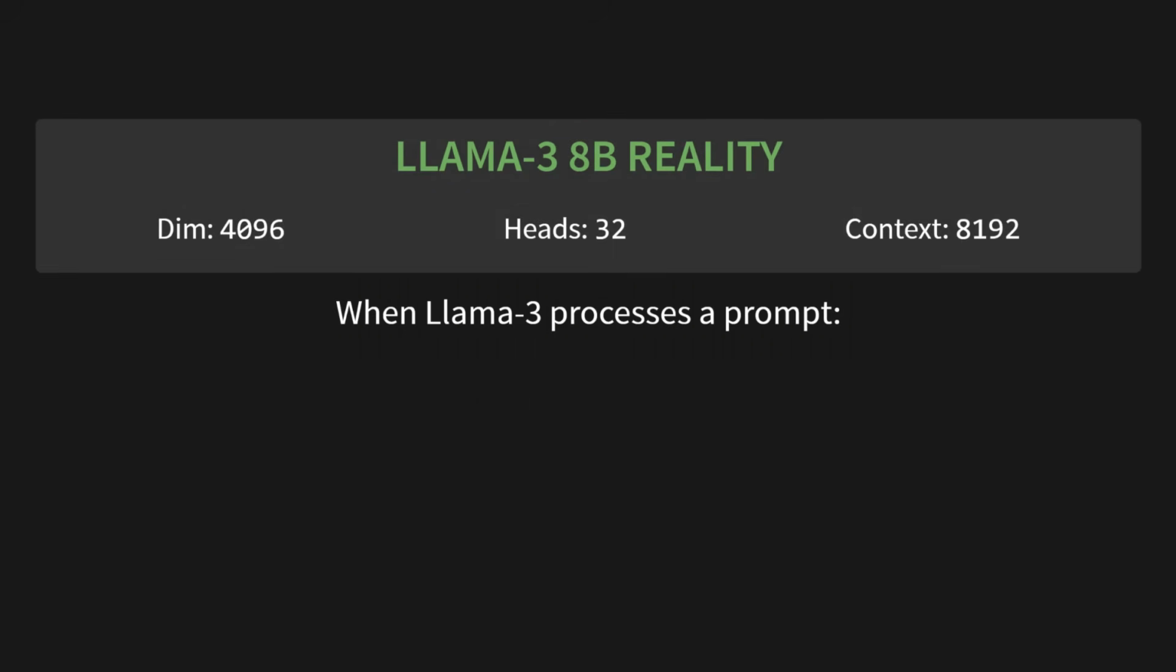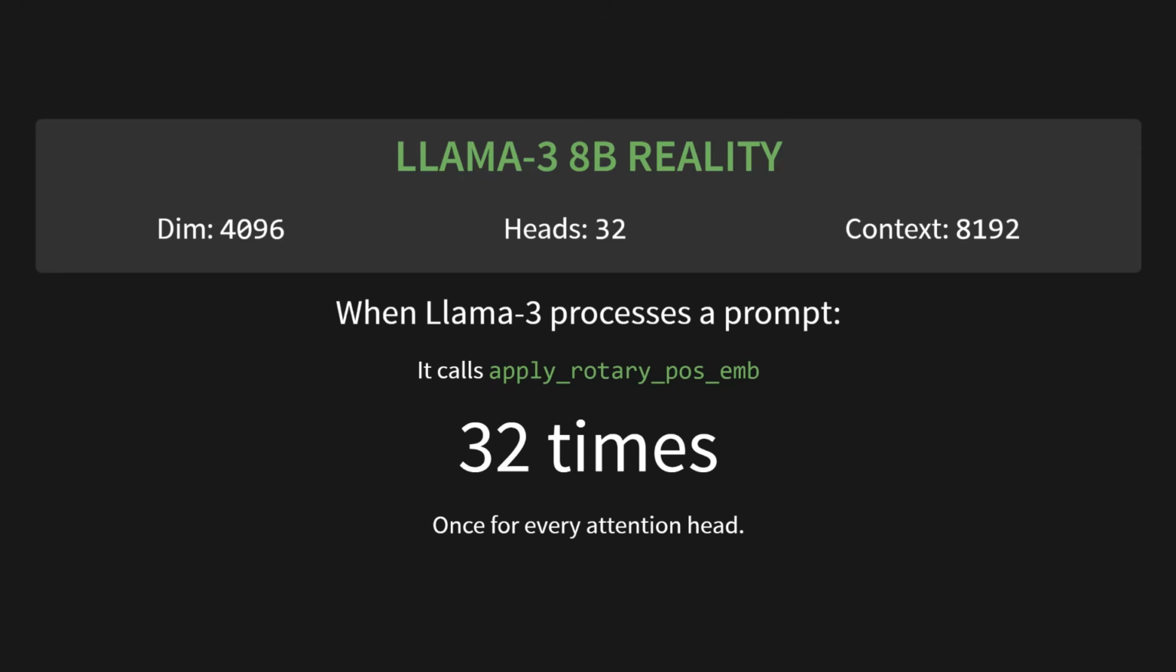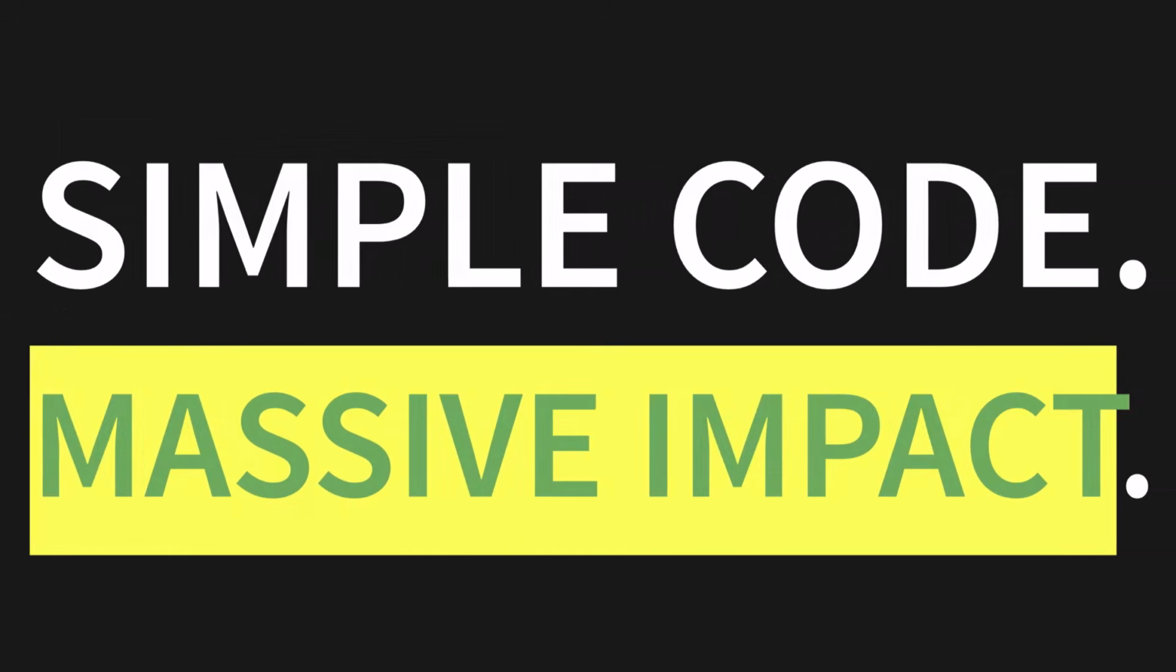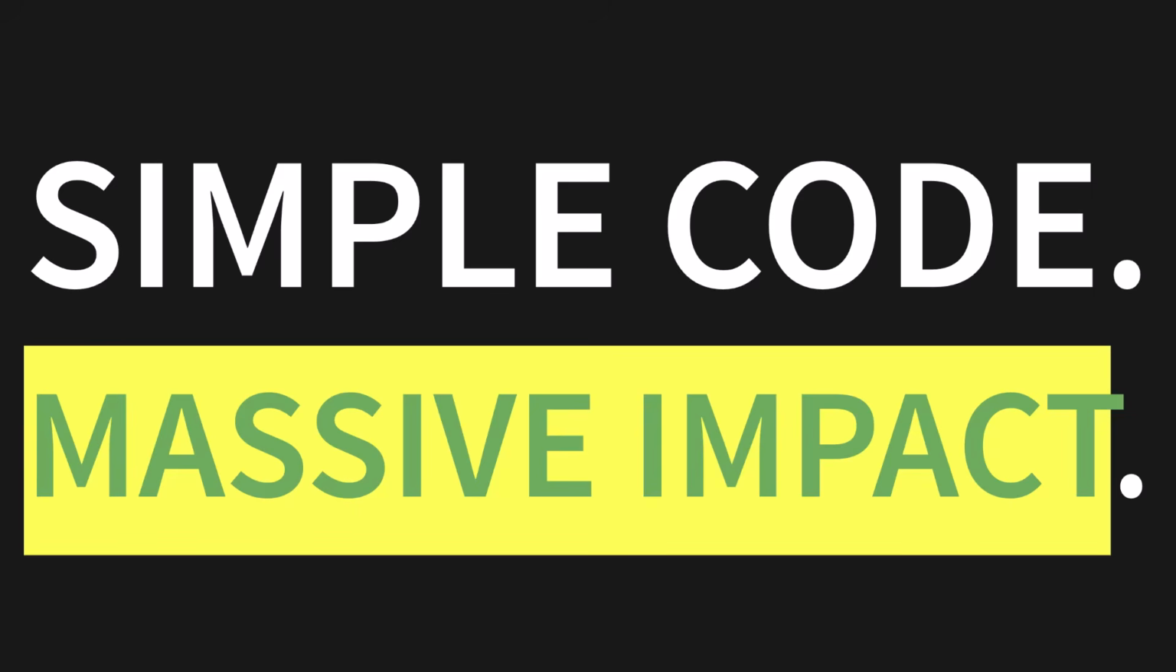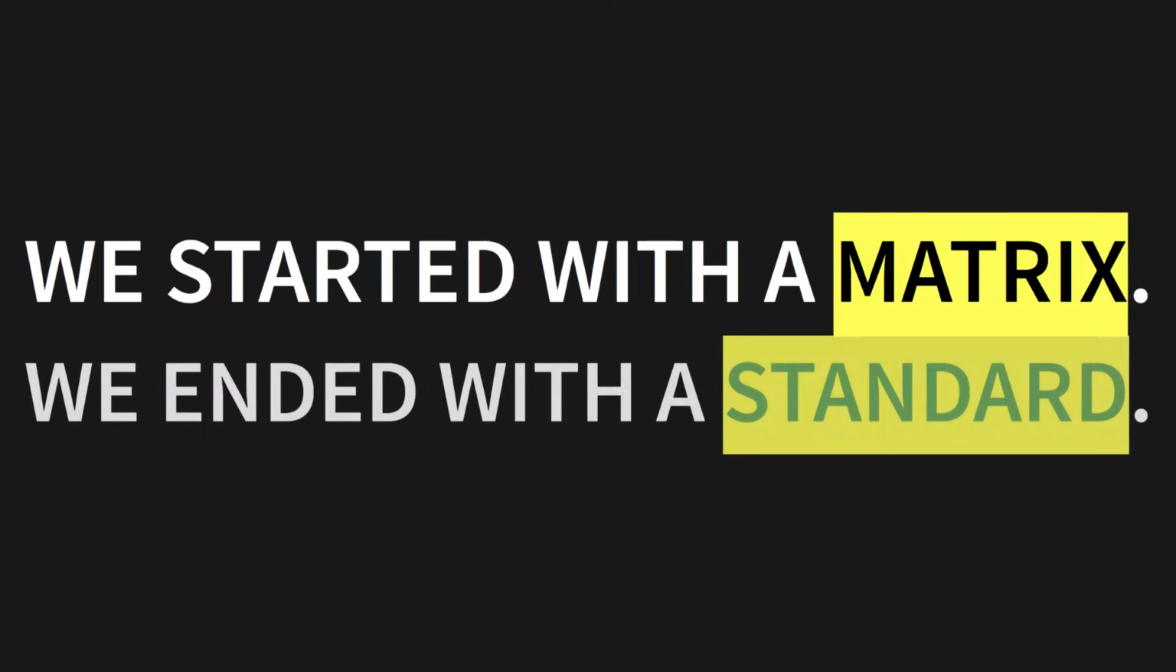This is reality. Let's look at Llama 3 8b. Its embedding dimension is 4096. It has 32 attention heads. Its context window is 8192 tokens. When Llama 3 processes your prompt, it calls this exact apply rotary pos emb function 32 times. Once for the queries and once for the keys in every single attention head. It's simple code, but it has a massive impact. We started with a matrix. We ended with a standard.